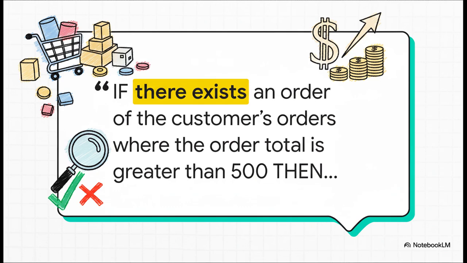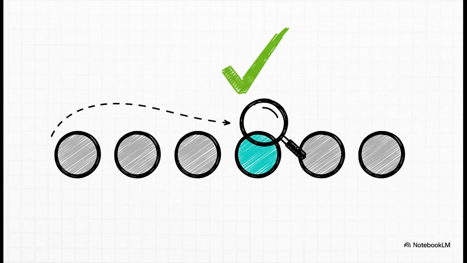Okay, this is where things get really powerful. What if you don't care how many items there are, but you just need to know if a specific kind of item is in the list? The there exists operator is your go-to for this. It's like a search party. It scans the list, and the second it finds just one item that matches your rule, it stops and says, yep, found one. The key here is at least one. Does at least one order have a total over 500? That's the question it answers.